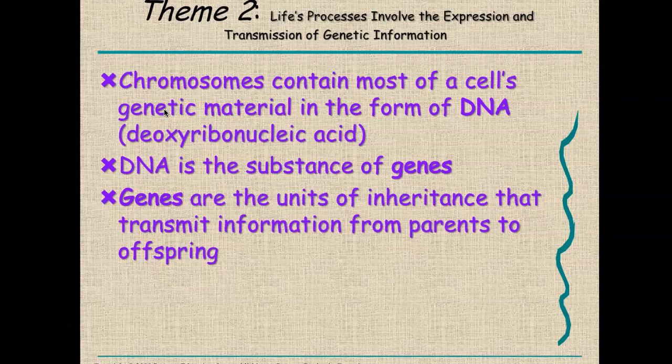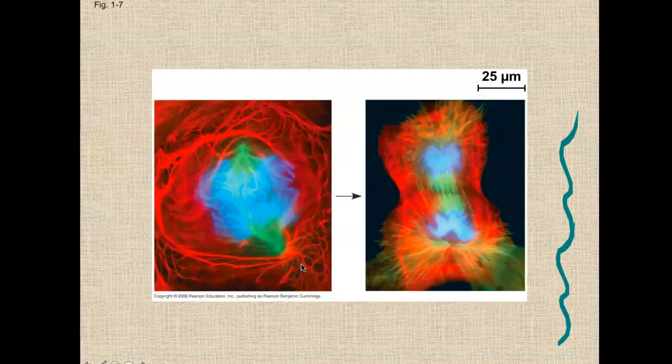Theme 2 is life's processes involve the expression and transmission of genetic information. And so we're going to spend a lot of time talking about chromosomes, DNA, genes, genetic expression, regulation of genes. So all I want you to know is the theme and what goes under it. So I'm going to kind of move fast through these because I just really want you to know the theme because I'm not going to get into all the content under the themes yet.